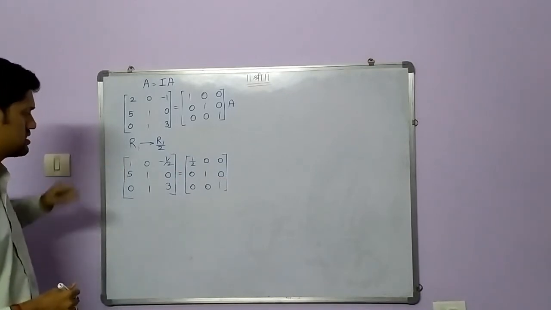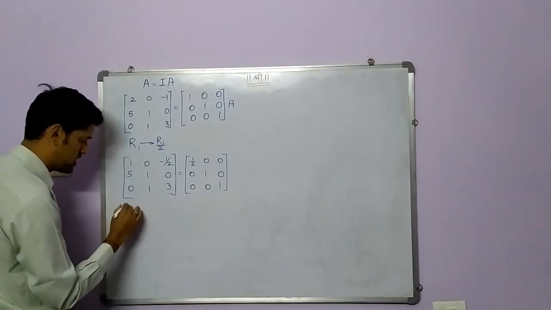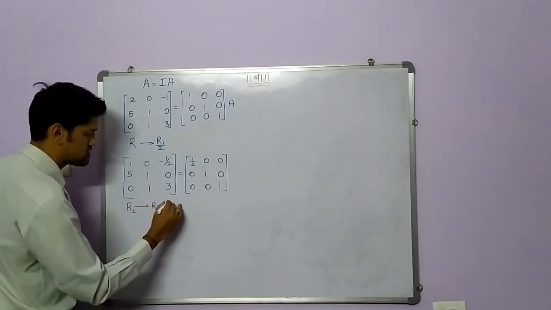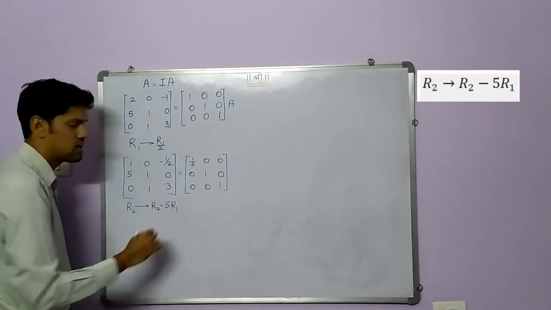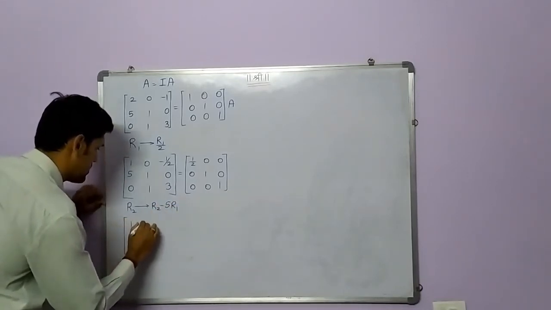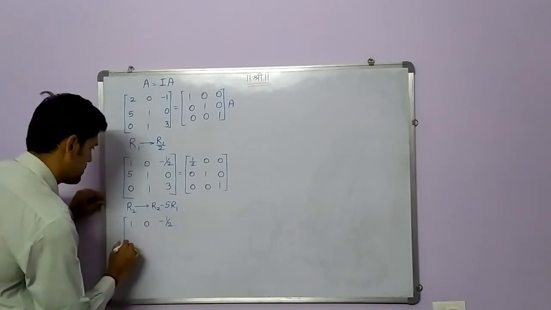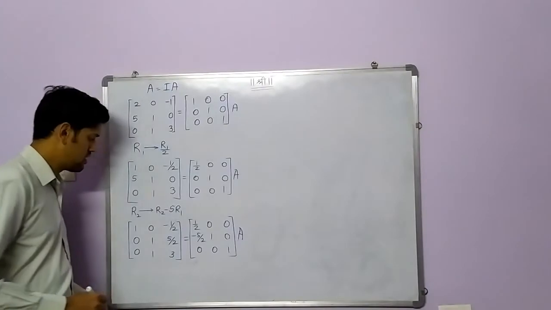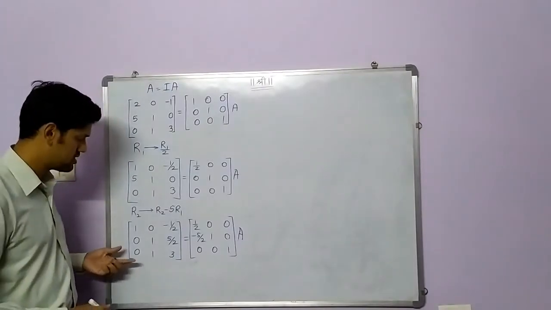Now I will make this 0. To make this 0, what I will do is R2 will be R2 minus 5 times R1. So now we have obtained this matrix.